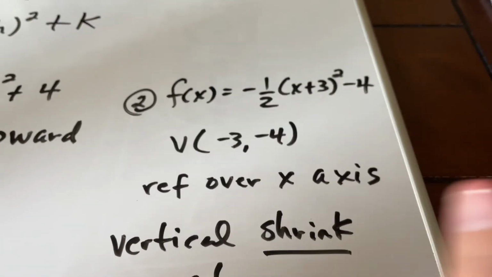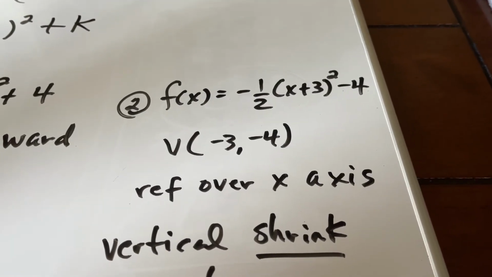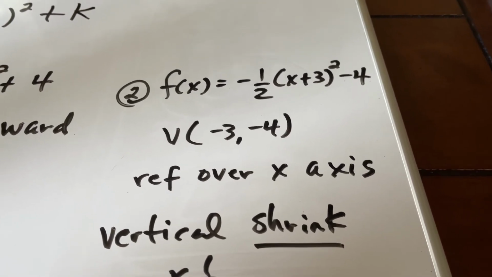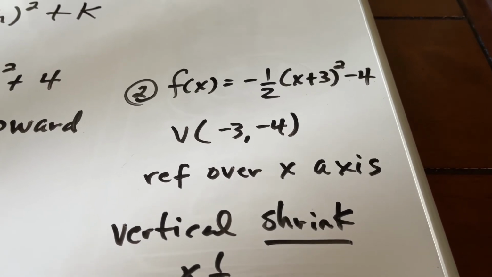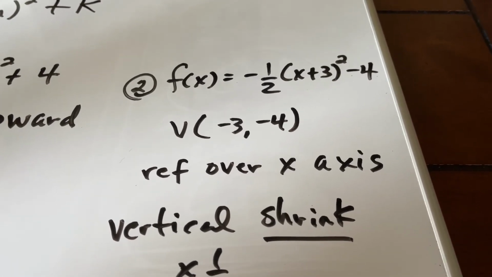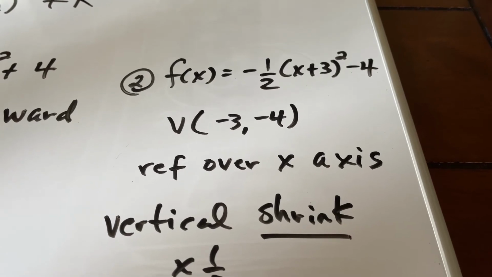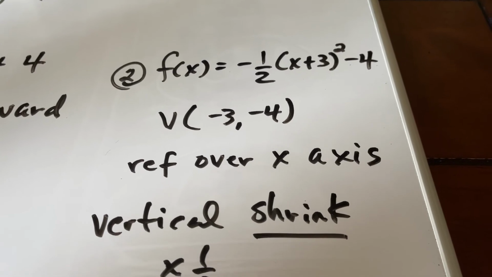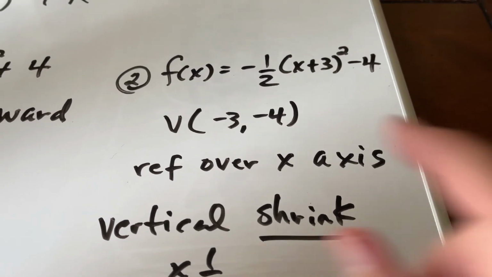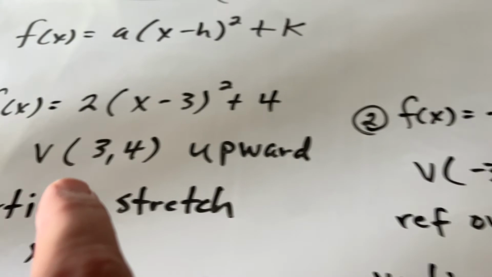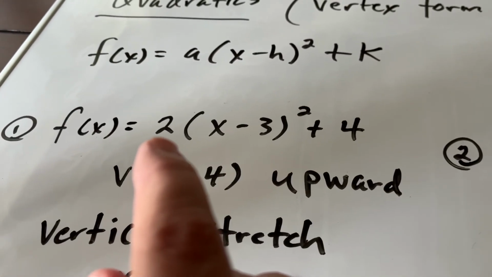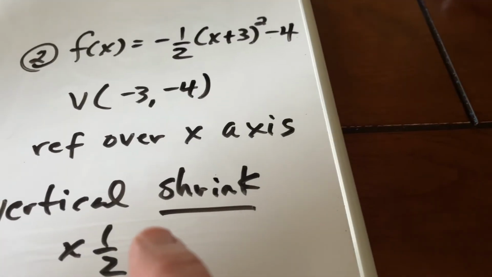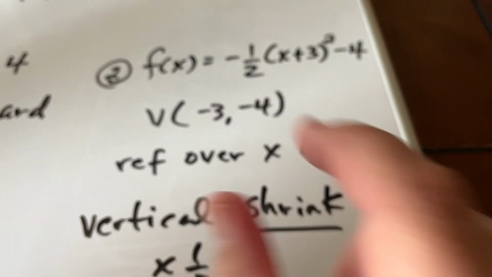When the a term is a fraction between 0 and 1, we say it's a vertical shrink or a vertical compression. The older books called it a vertical compression. I like that better for reasons I won't talk about here, but the newer books are calling it a vertical shrink. So I'm going to call it a vertical shrink, even though I don't love that terminology, but it's because it's a fraction here and not a number greater than 1 like this.